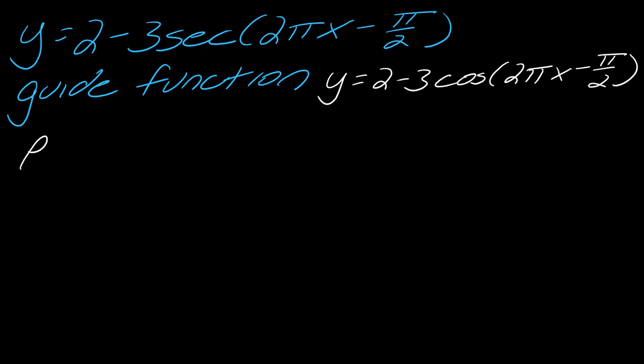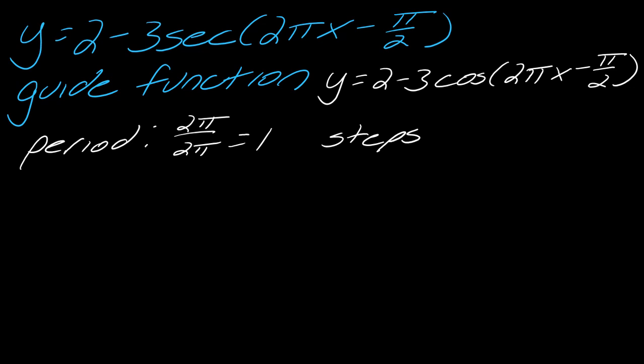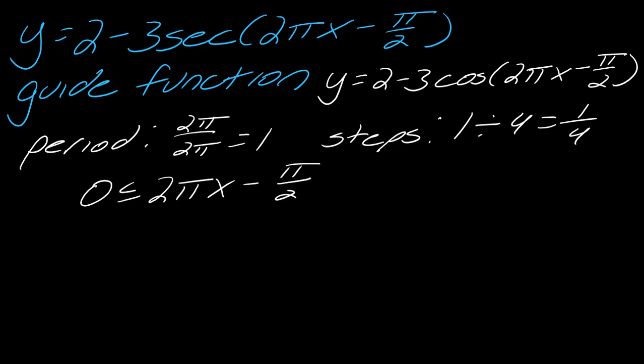Okay, so the period in this case, take 2 pi divided by 2 pi, that just equals 1. So my steps in this case are just going to be 1/4 in size. And then for my start and end, I'll take that 2 pi x minus pi over 2 and wedge it between 0 and 2 pi. So I just got to solve for x now.